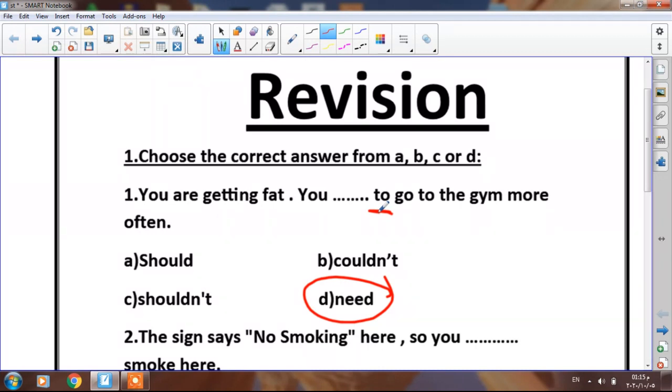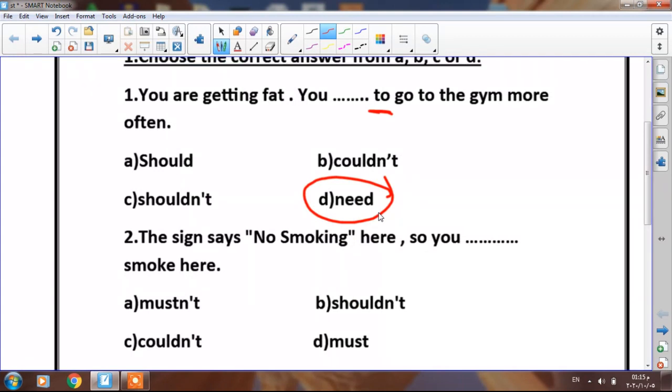Number two. The sign says no smoking here, so you don't smoke here. Try to imagine with me. Whenever we have no smoking, no parking, any sign, it's a rule. So I have to use you mustn't smoke here. So the answer would be you mustn't. Why? Because mustn't here refers to the no smoking sign.